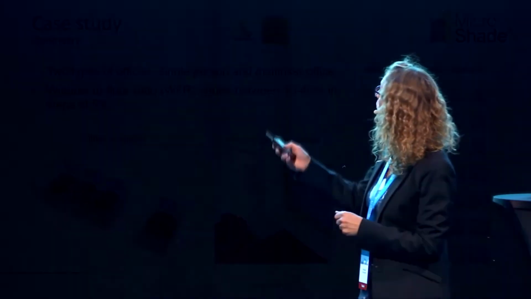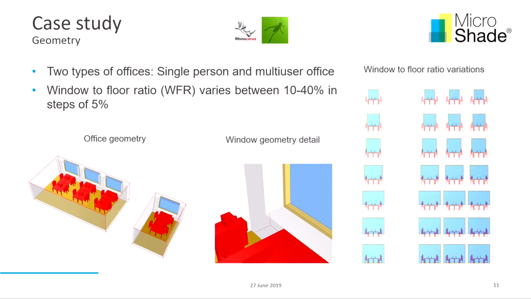Then we tried to simulate two different office types, a multi-user office and a single. Single in this case you have 4 workplaces, but a smaller office. We also took in all the details of the window geometry, so we took that into account. And then we varied the window to floor ratio from 10% all the way up to 40%, meaning that mostly the entire facade was glazed.